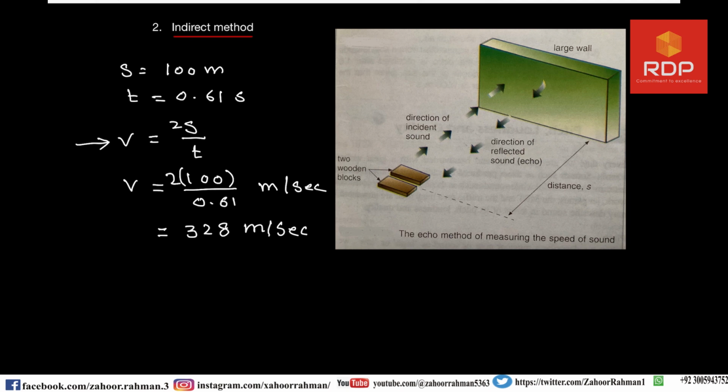Now next is 2 into 100. We put the values of S and T, which is 0.61, and when we calculate it, that is equal to 322 meters per second. Now, dear learners, you can see from both experiments that the echo method, which is also known as the indirect method, is very near to the theoretical value, that is 330, while in the case of the direct method there was a difference of 3 meters per second, and here it is 2 meters per second. So this method is the precise one.